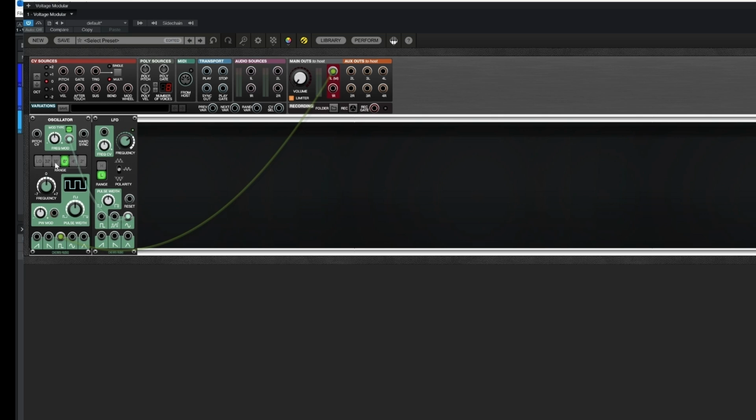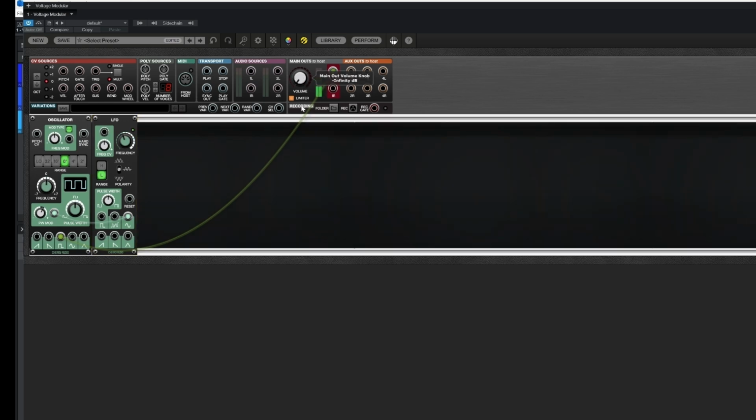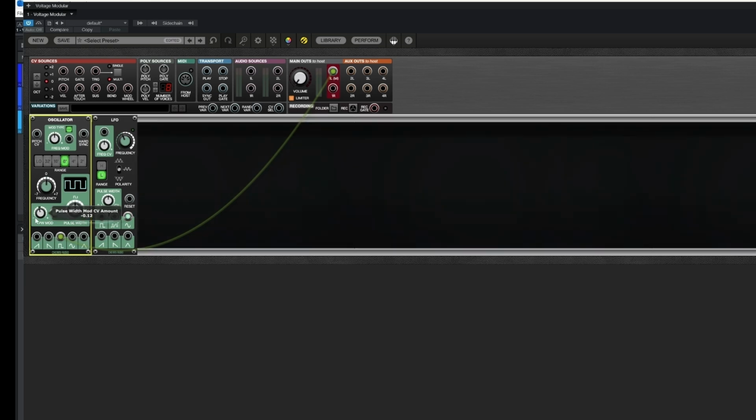things like that, but we could also modulate here the pulse width. So that sine wave is essentially turning this knob, if that makes sense.